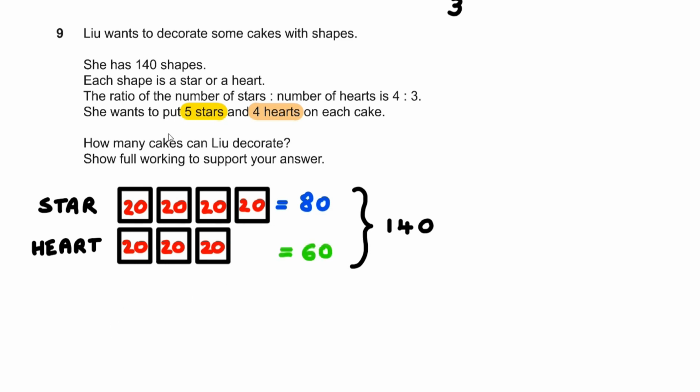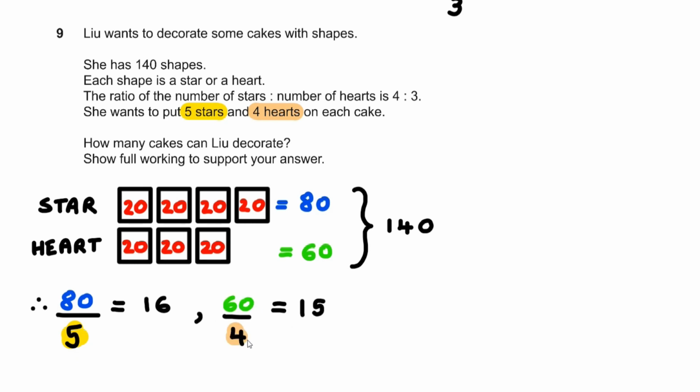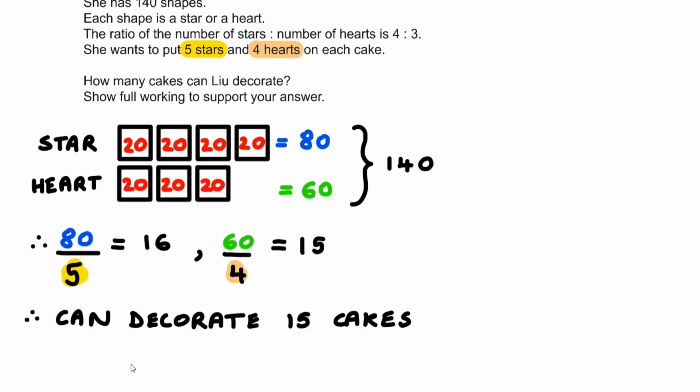Now she puts 5 stars on each cake and 4 hearts on each cake. So if I do 80 divided by 5, I get 16. And if I do 60 divided by 4, I get 15. Which means then, she can decorate 15 cakes.